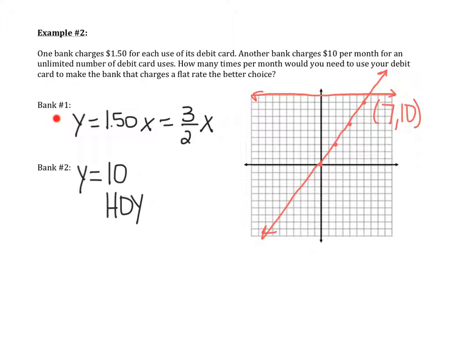If I chose bank 1, I'm still going to continue to be charged $1.50 each time I use it after 7 uses. So therefore, to answer the question, it said, how many times per month would you need to use your debit card to make the bank that charges the flat rate the better choice? It would be anything after 7 uses. So again, I would choose the flat rate if I plan to use my debit card more than 7 times per month. That's actually it for this section.